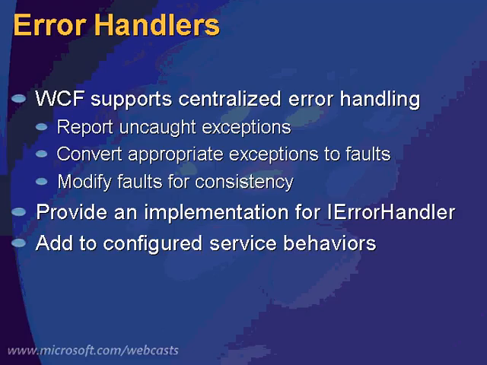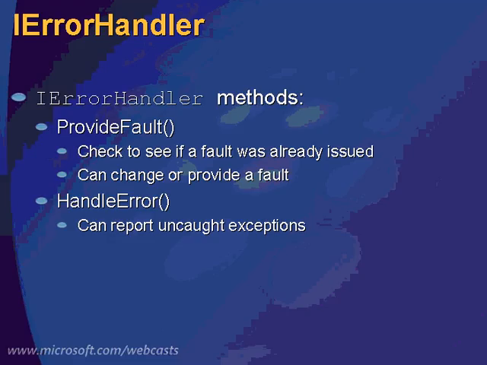So WCF gives us a way to do centralized error handling, and in that respect you can report uncaught exceptions to administrators, as well as letting them propagate. You can convert exceptions to faults centrally. You can modify an existing fault to a new type of fault if you'd like to make sure there's a central place that denormalizes faults, let's say. So what you do is you implement this interface called IErrorHandler, and then you configure it. IErrorHandler has two methods, so it's not very complicated, okay?